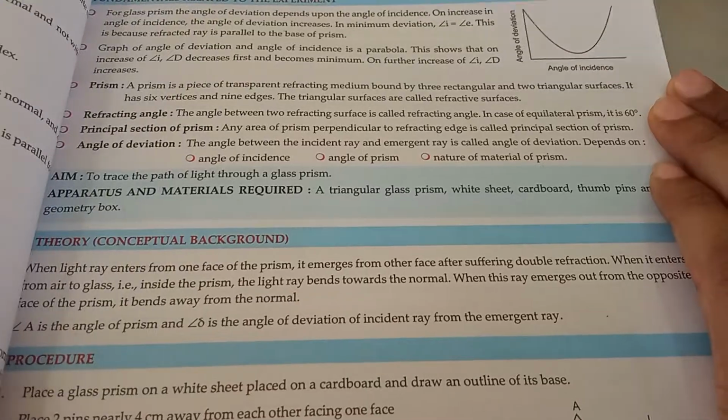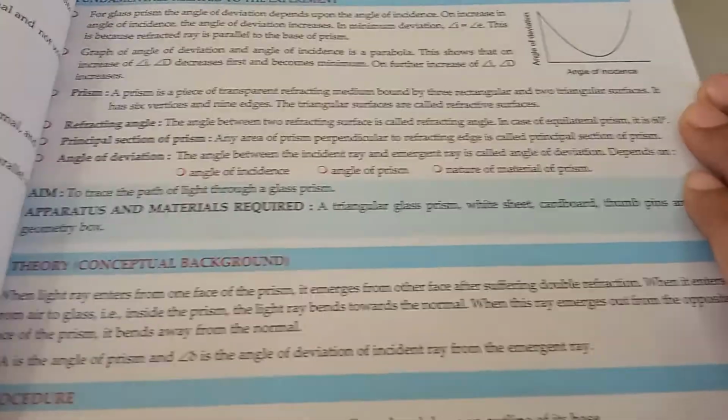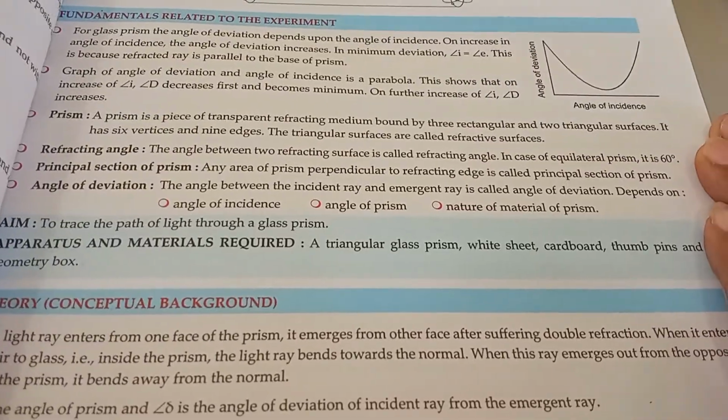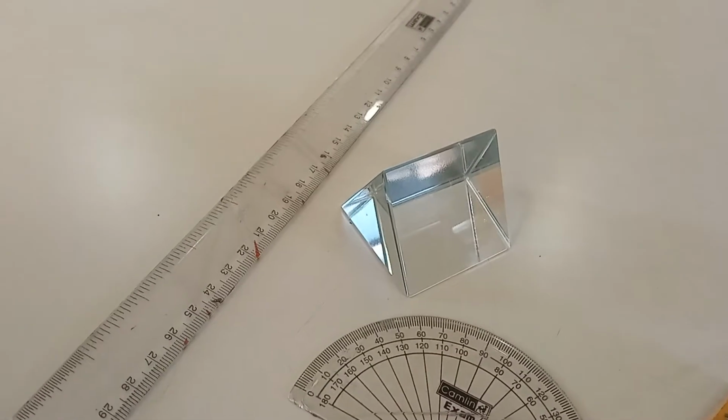In this case, the aim given is to trace the path of light through the glass prism. Apparatus: triangular prism, white sheet, cardboard, thumb pins, and geometrical box. So all the instruments I have kept over here. You can check.